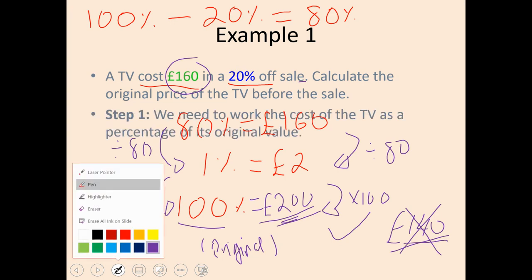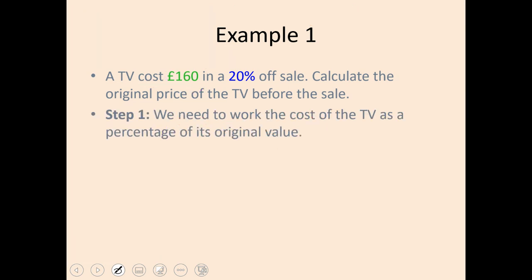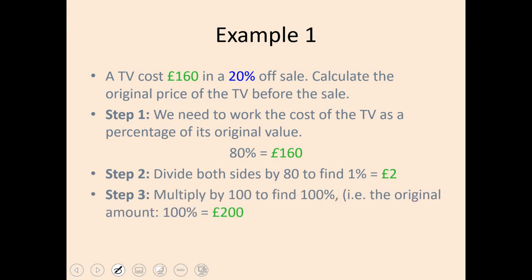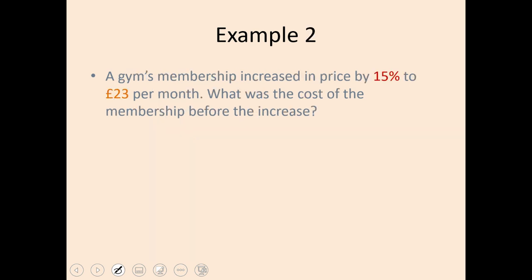All right. Okay. I hope you can copy that down. So that's one way of working it out using the steps. All we did here was work out the cost of the TV as a percentage. So 80% is equal to £160. Divide both sides by 80 to find 1% is equal to £2. Then multiply both sides by 100 to work out 100%, because that's the original amount, and that would be £200.